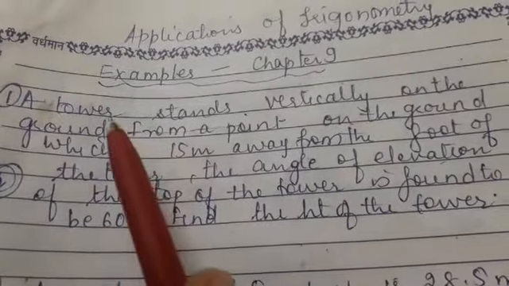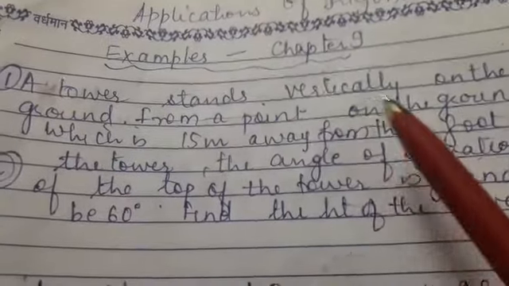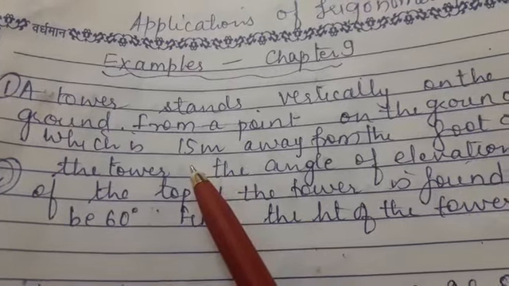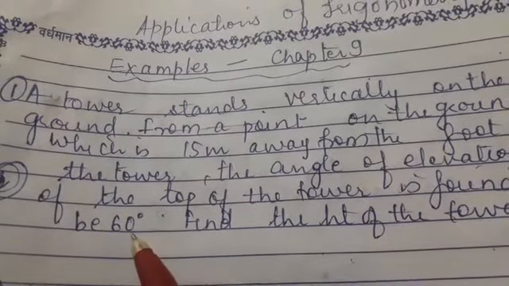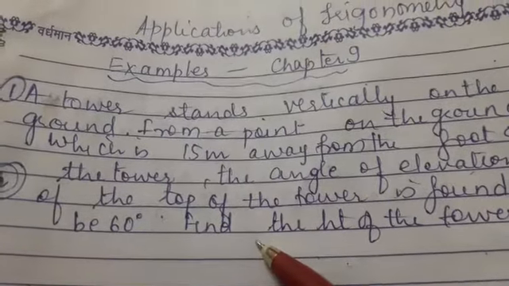Okay, now very simple question. A tower is standing vertically on the ground. There is a point which is 15 meter away from the foot of the tower. That makes the angle of 60 degree to the top of the tower. Find the height of the tower. So let's make the diagram first.